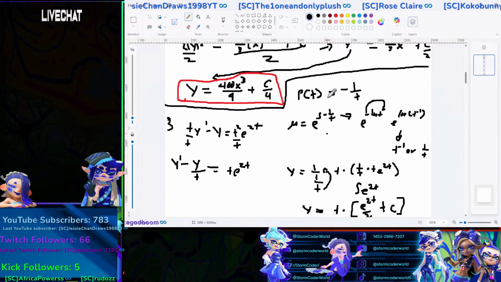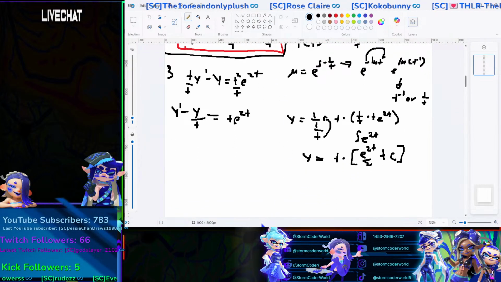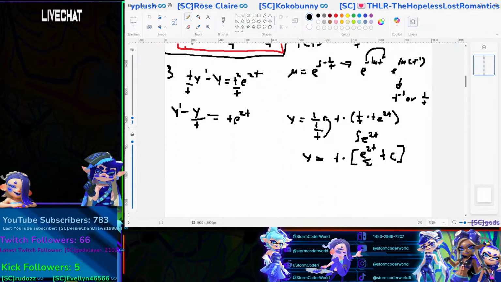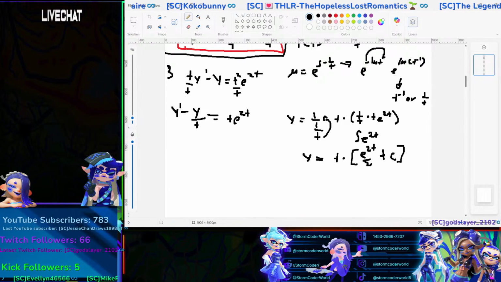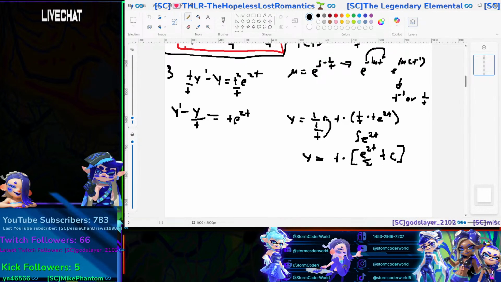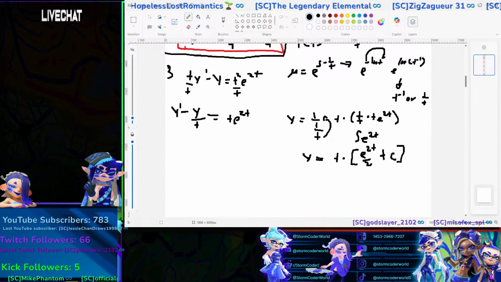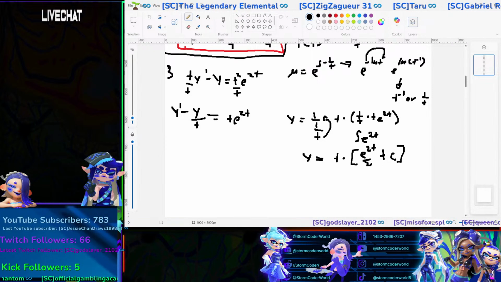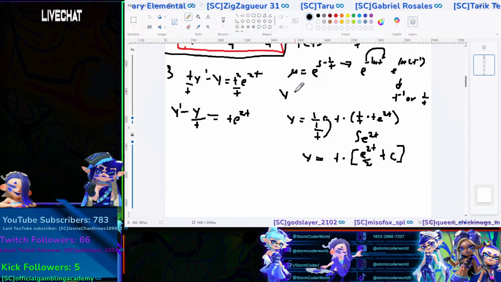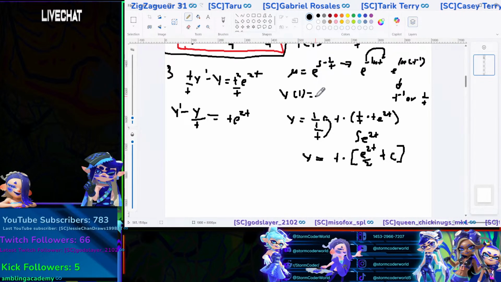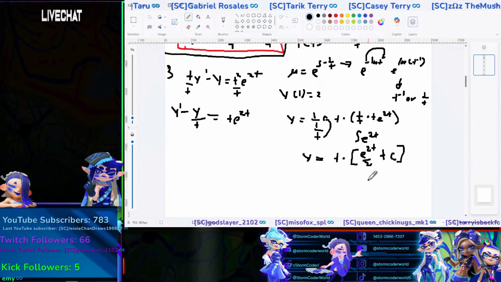Something to note though, I did not actually put my initial value status up here. I did not do that, so I have to do that now. Initial value: y of 1 is equal to 2. And that's an initial condition.